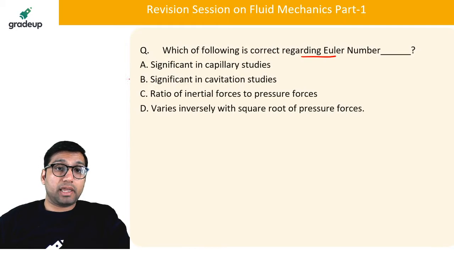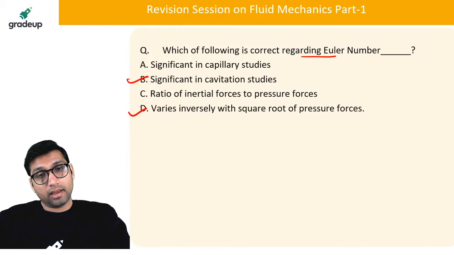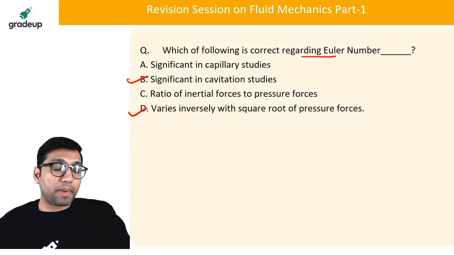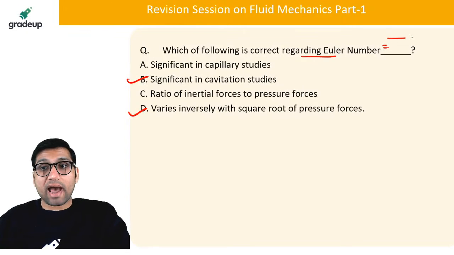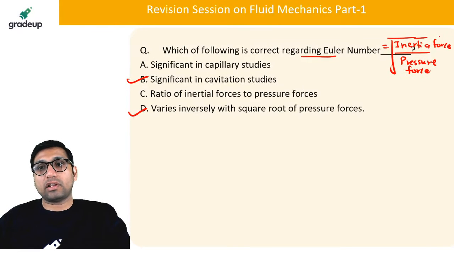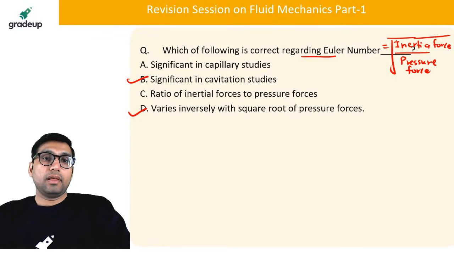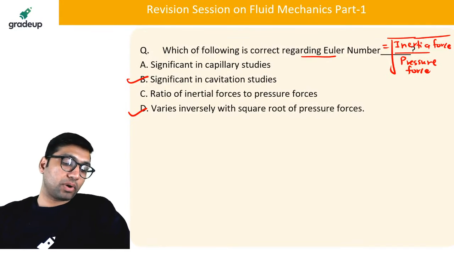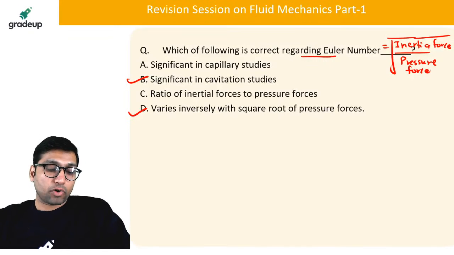The answer will be option B and D. Why B and D? Because it is not the ratio of inertia force to pressure force. It is the ratio of the square root of inertia force by pressure force. If you do not write it, if you see the square root and the square, only inertia force by pressure force, it is very different. There is a difference between the square root and simply writing inertia force by pressure force. If you simply say it is the ratio of inertia force by pressure force, then definitely it is not the Euler number, my dear. It is something else.